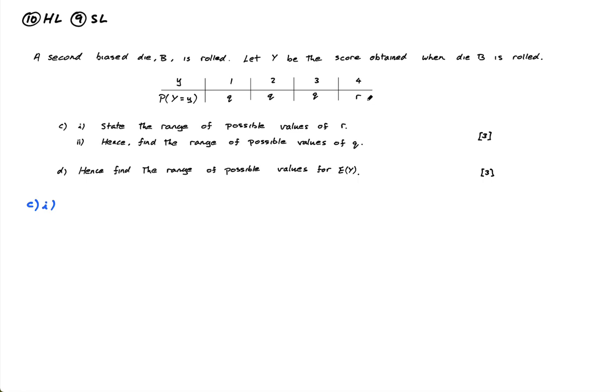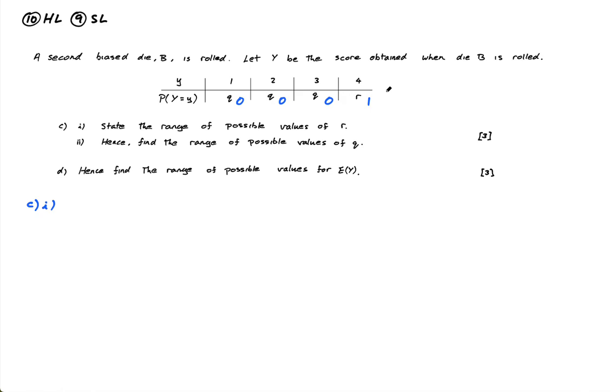Can this guy range from 0 to 1? Well, yeah, he can, because there's only one R value here. So you could have a situation where Q is 0. The die is so biased that it'll never land on a 1. It'll never land on a 2. It'll never land on a 3. It'll always land on a 4. So that means that the highest value R could be is 1. It can't be any higher than 1 because it's a probability.